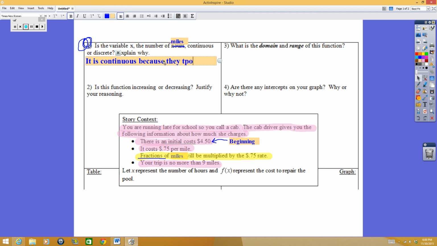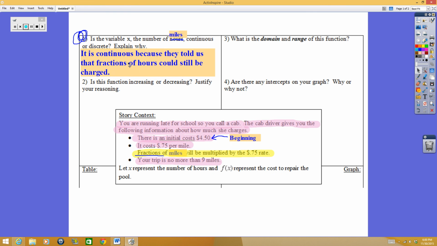Because they told us that fractions of hours could still be charged. That's it. Done. Number 2.